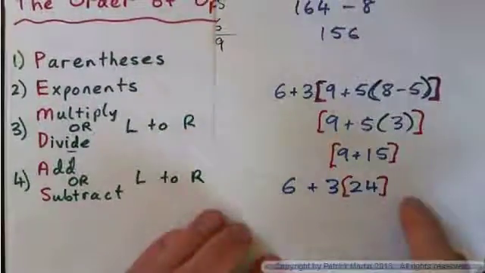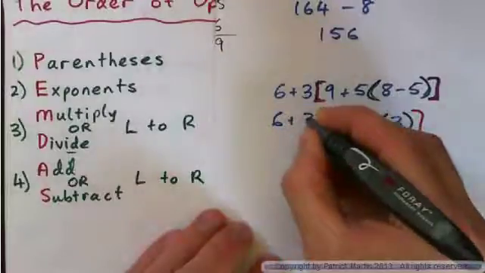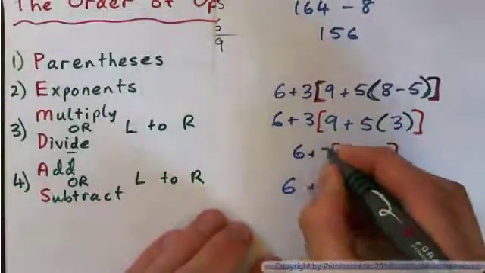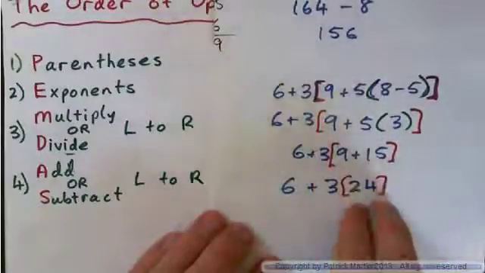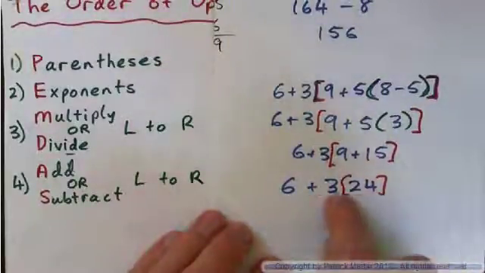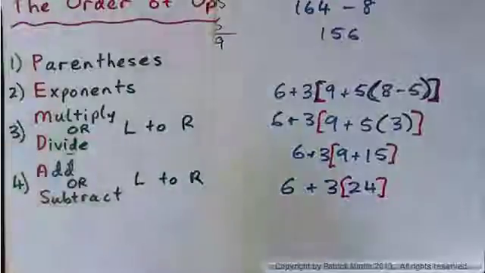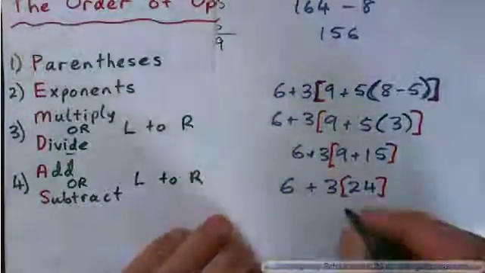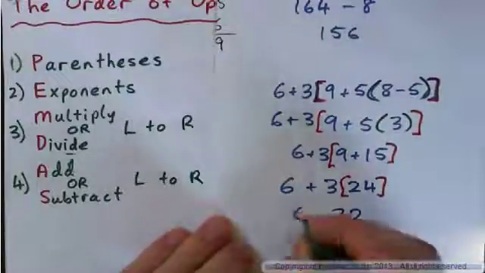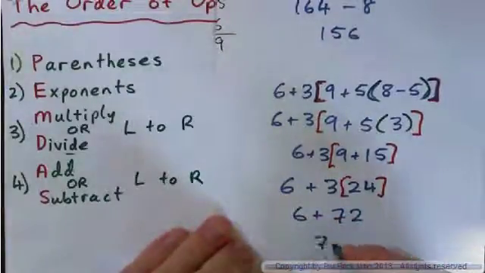And now I can do the rest. So I had 6 plus 3 times that all the way through. I just didn't write it down, because I just want to make it clear that I was just doing whatever's inside parentheses first. So now I have a multiply and I have an addition. What comes first, multiply or add? Multiply. 3 times 24, 72. And then add 6, 78. Right?